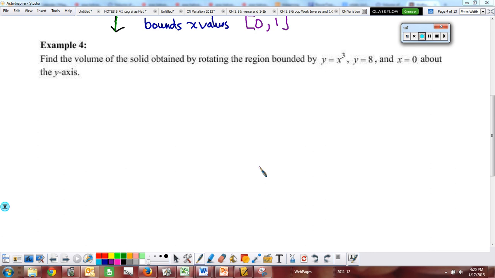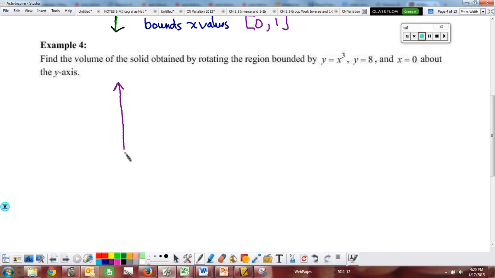All right, let's take a look at example 4. And like I said, I'll show you the answers to the actual volumes in the notes when you look at them, but this is about getting the region, rotating the region, and setting up your definite integral. So we're going to find the volume of a solid. We're going to rotate the region bounded by y equals x cubed, y equals 8, x equals 0, about the y-axis.